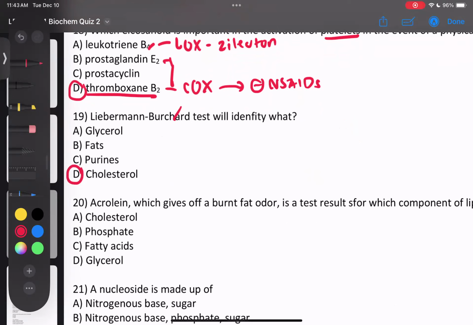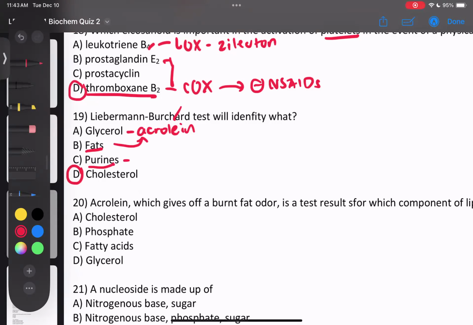Right? Cholesterol, yan. For glycerol, we have the acrolein test, yung sinusunog siya, and amoy burnt fat ang odor niya. Fats is somewhat related also to the acrolein test because when you say fat, that's triglyceride. And when you say triglyceride, parang sinabi mo na rin glycerol.